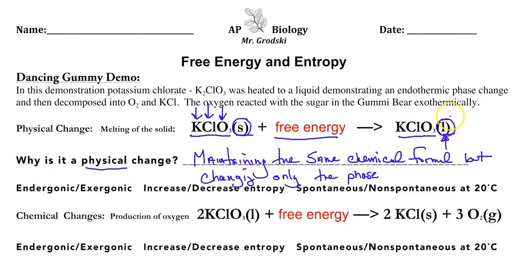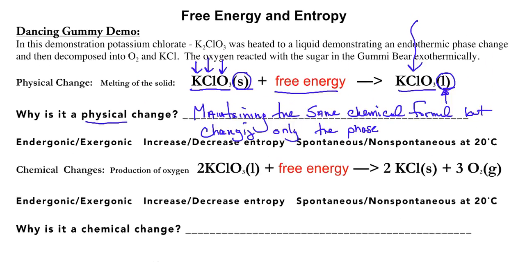Physical change, solid to liquid. We're just melting this compound. We're not making a brand new substance because of the same chemical formula. Pretty simple stuff. Now let's get into some of this.